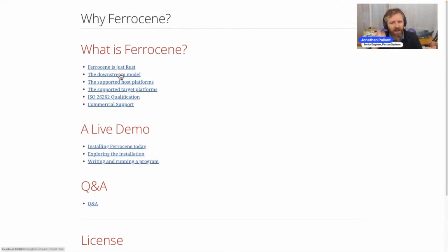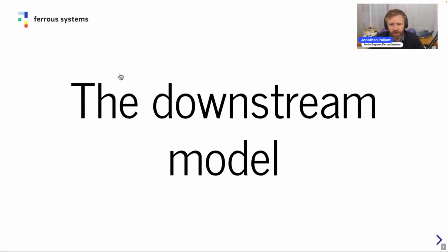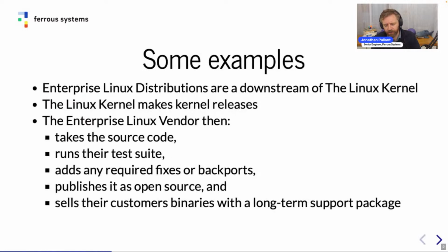It's just Rust. Let's now talk a little bit about upstream versus downstream, and I want to do this using an analogy. Many of you will be familiar with the idea of an enterprise Linux distribution. We don't need to name any companies here, but you can imagine the kinds of things I'm talking about. In this model, the enterprise Linux distributions are downstream of the Linux kernel. The Linux kernel is the upstream. So the Linux kernel makes kernel releases, and they make them available as source code.